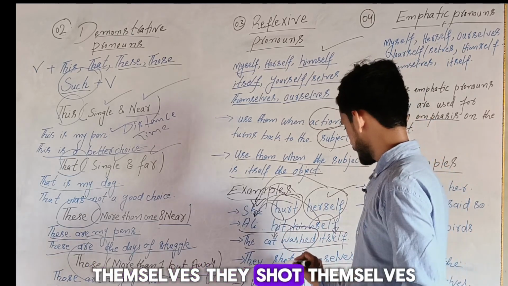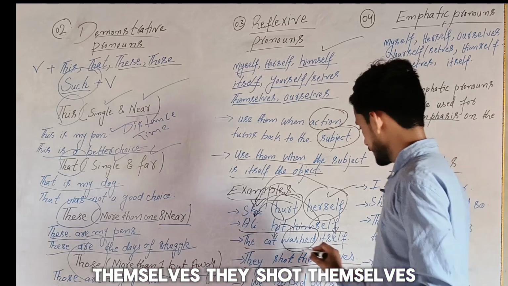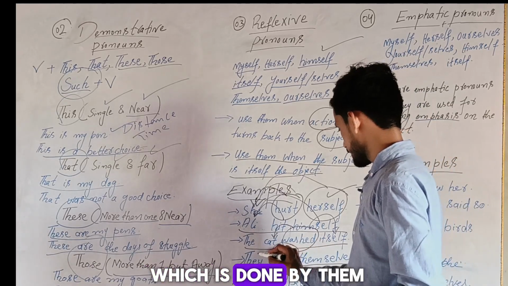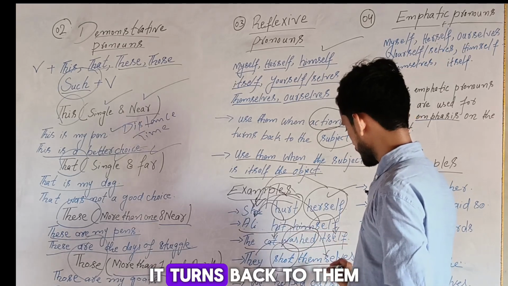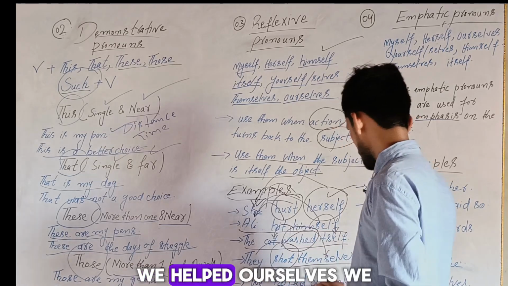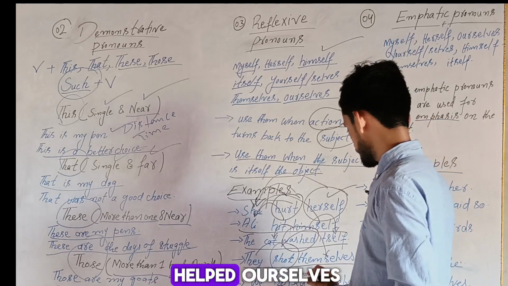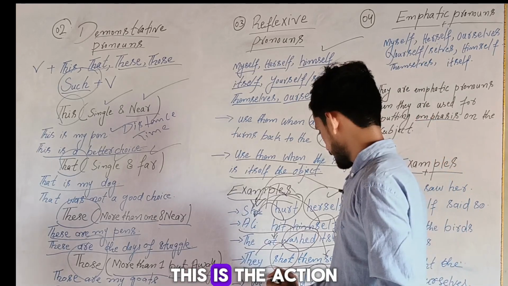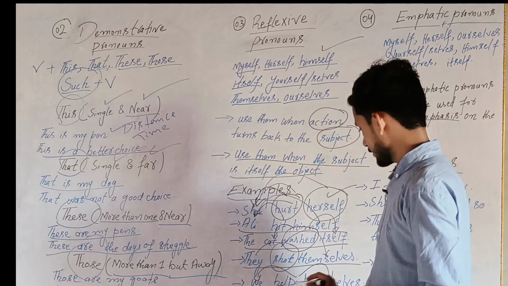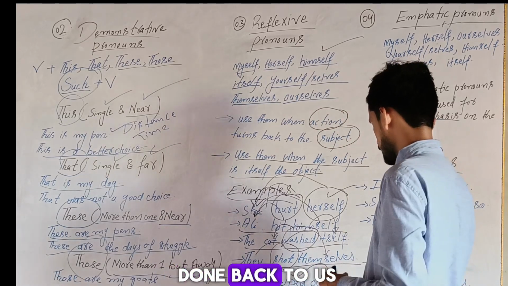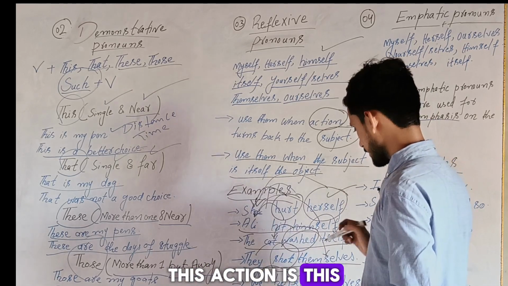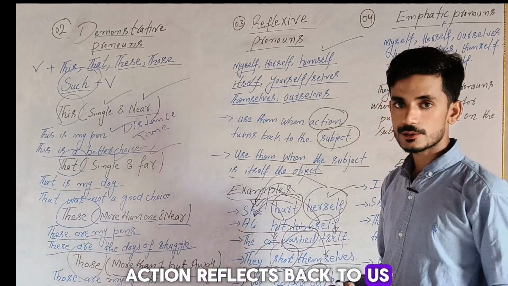They shot themselves. Shot is the action which is done by them and it turns back to them. We helped ourselves. Helping is the action. We are the ones who do it and this action is done back to us. This action reflects back to us.